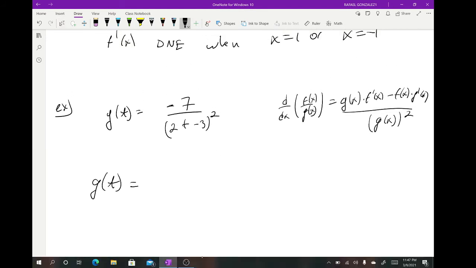So let's rewrite g of t. Remember that when you have something in the denominator like this, like a to the 2, this is the same thing as a to the minus 2. You can always bring it back to the top. So this is the same thing as minus 7 times 2t minus 3 to the negative 2.